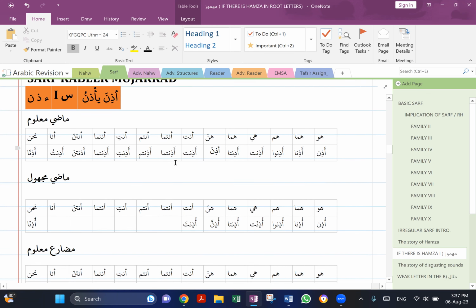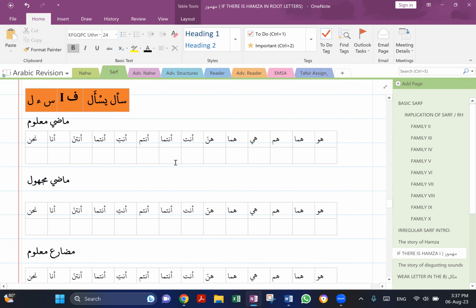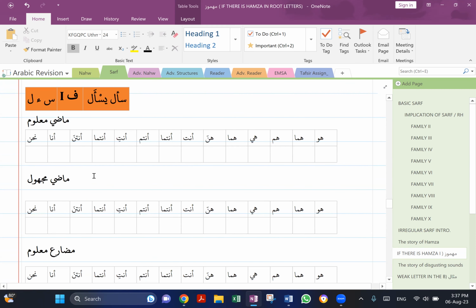So today we go to Sa'ala Yas'alu, which is Mahmooz al-Ain. Mahmooz in the middle. Okay? This happens in family 1. You have also it happening in family 6, but it's normal. تساءل يتساءل تساؤلا. It's normal. So we don't really need to look at it. So we're just going to look at سأل يسأل because there's something small that happens in this family. Again, very, very small, very minor when it comes to the Amr. And that's just about it.